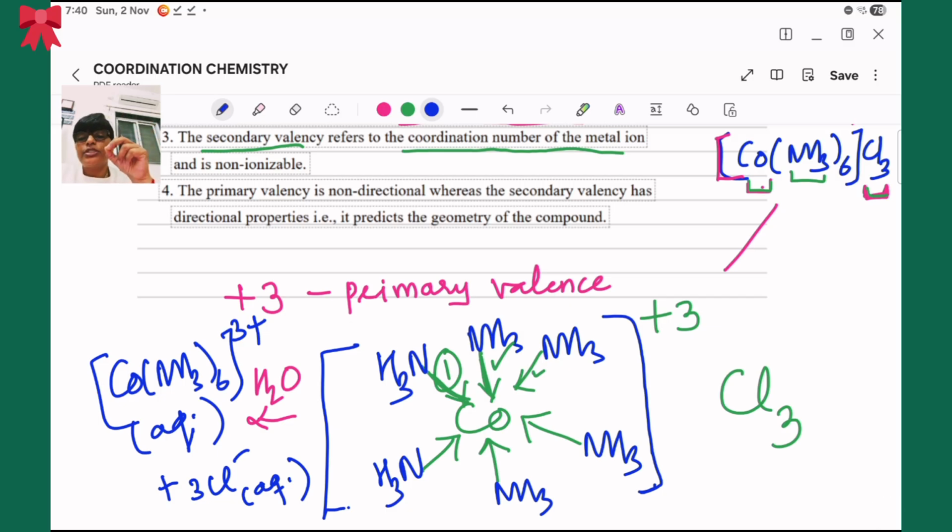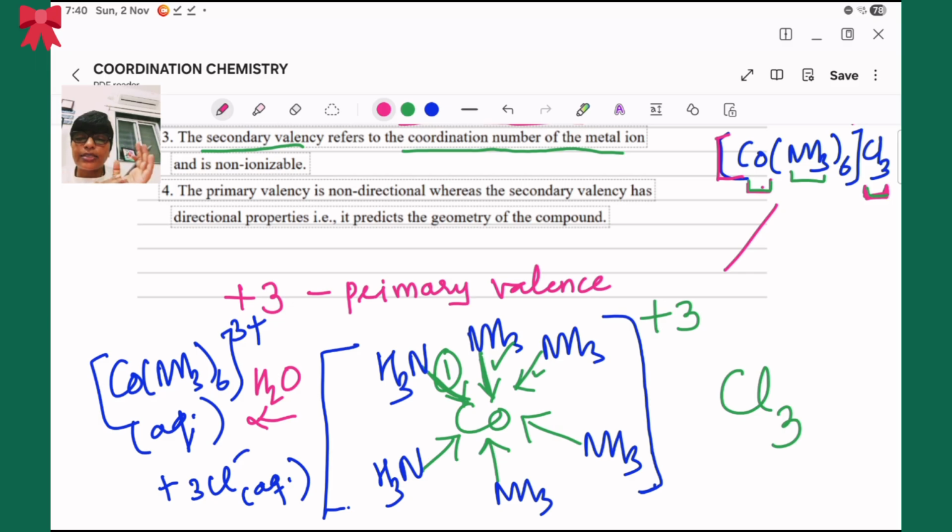And the last point, which is extremely important for us to understand, is that the primary valency is non-directional, which means that it is not going to have any direction. Wherever the central metal atom is going to go, there the primary valency is also going to go anywhere. That means it's not having any on the axis.